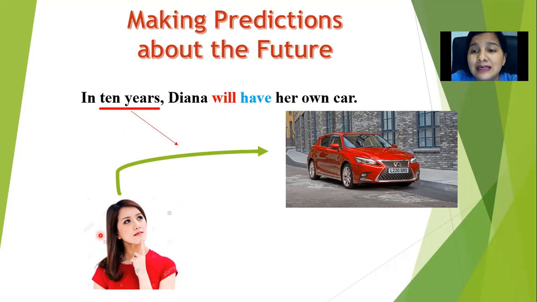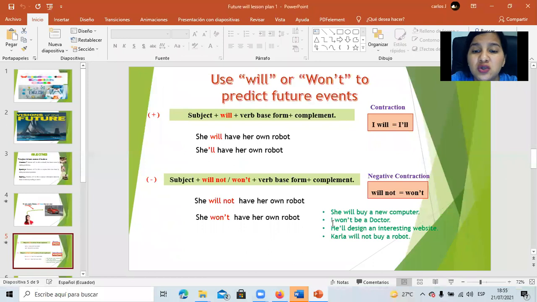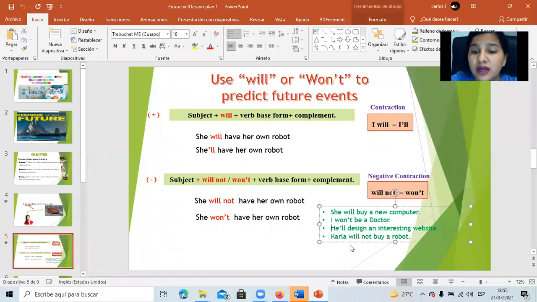Diana is thinking about her future. She's making a prediction about herself. Maybe she will have her own car in 10 years. Now, students, wait a minute. Now, I'm going to explain the structure to you, okay?